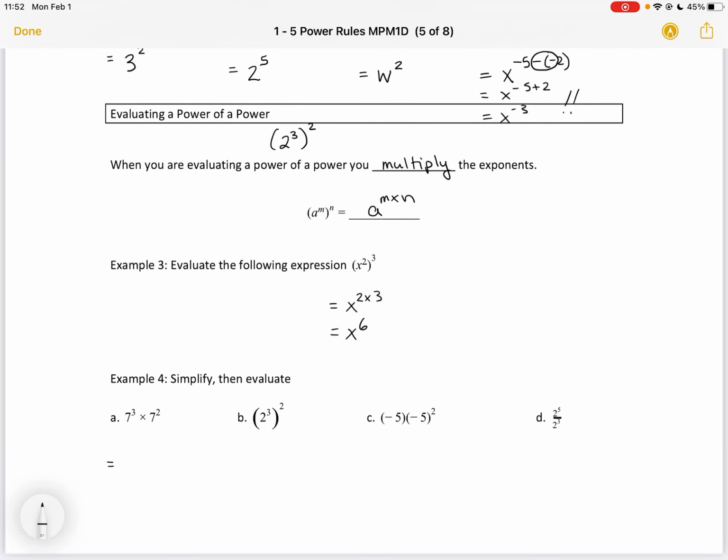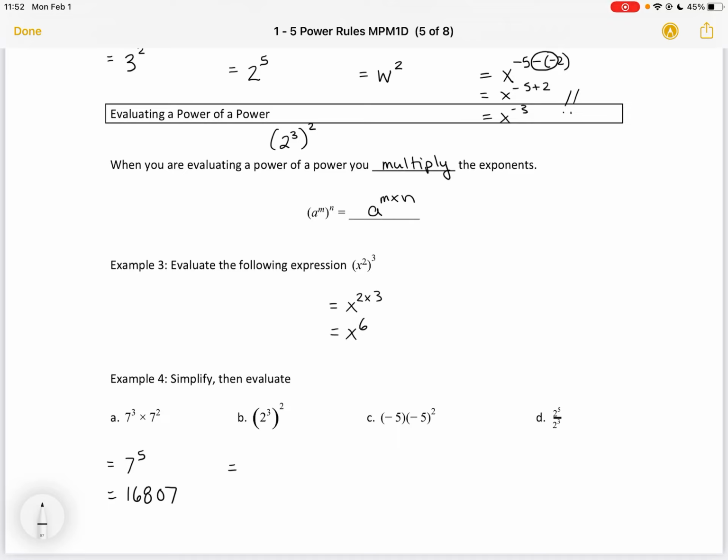Now let's look at some examples where we're going to simplify, so write as one exponent, and then evaluate. So here we have 7 cubed times 7 squared. Our base is the same, so we're going to add the exponents, and then we're going to evaluate. So 7 to the exponent 5 gives us 16,807.